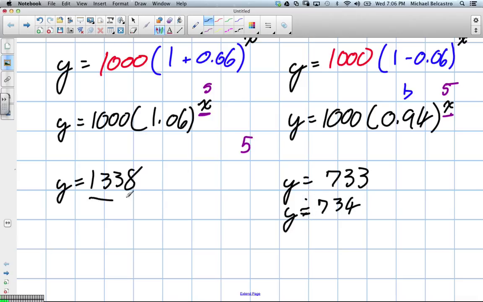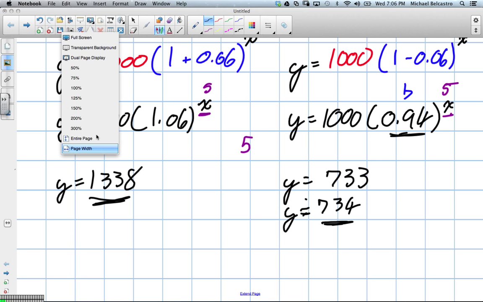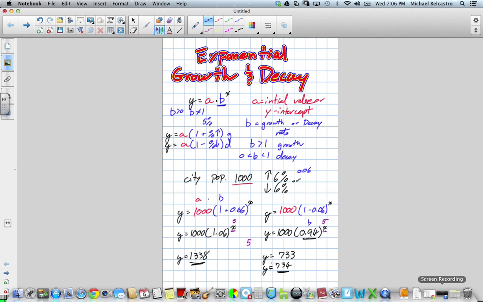But notice how this one was an increasing, growing rate, and this one was a decay rate. Okay, and the decay or growth rate, if they give you a value like this, you'd have to discover that it's 0.06. You find the difference between it and 1, and you find the difference between this and 1, and that's how you find those percentage growth or decay rates.